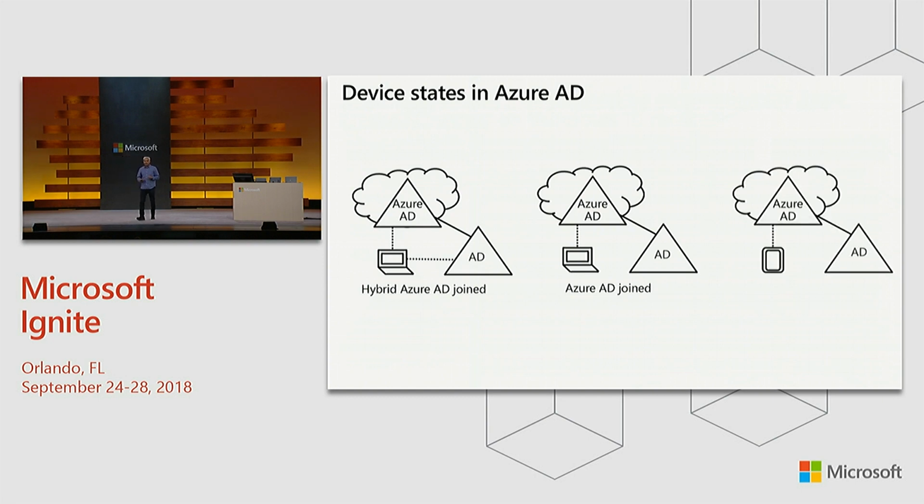And then the third one, which is typically meant for your BYOD or personal devices, is if you have a non-Windows device like an iOS or an Android device, or even a Windows personal device that you don't want to Azure AD join or hybrid join because it's not part of your corporate domain, then the third state is what we refer to as the Azure AD registered state.